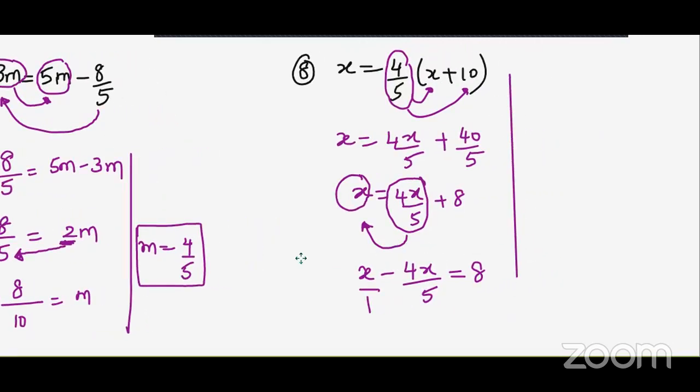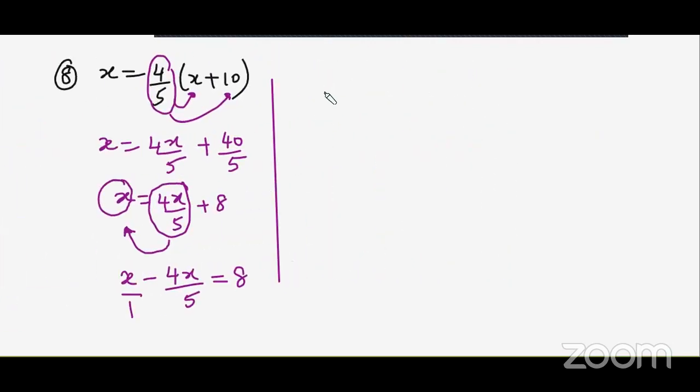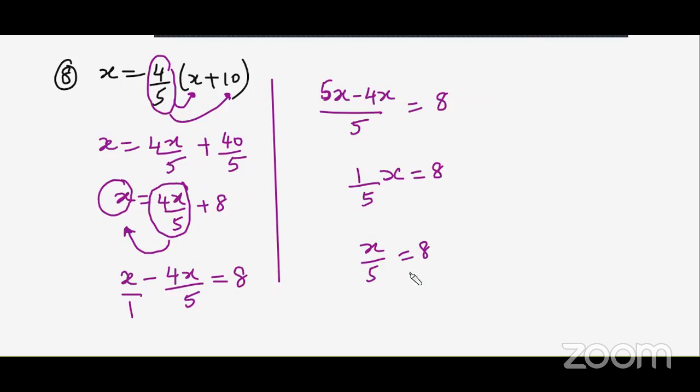So let's do it. So we get 5x minus 4x, the whole denominator 5, because the common denominator by LCM is 5, which is equal to 8, right? So that will be 1 upon 5, x is equal to 8, which can be written as x upon 5 equals to 8. So the 5 will get multiplied to the right, and you will get 40. Clear?